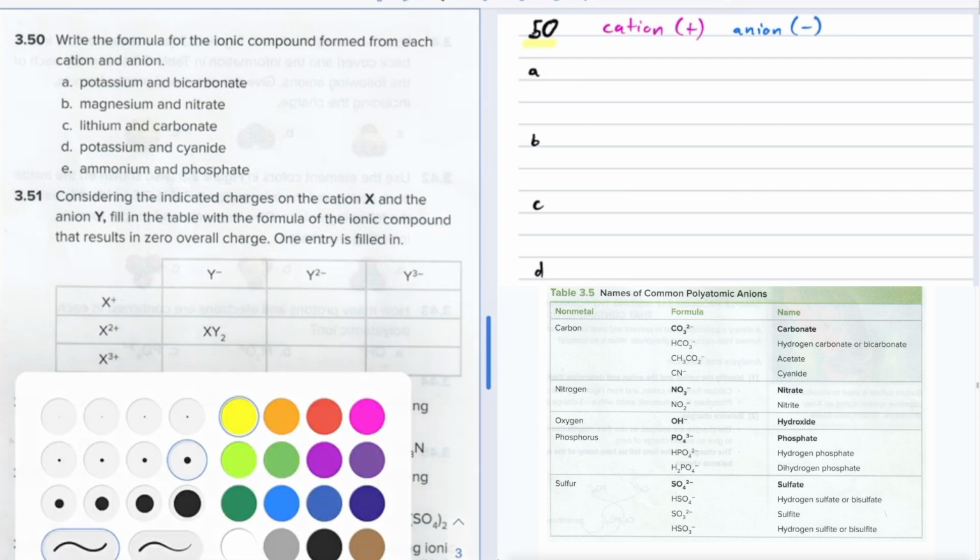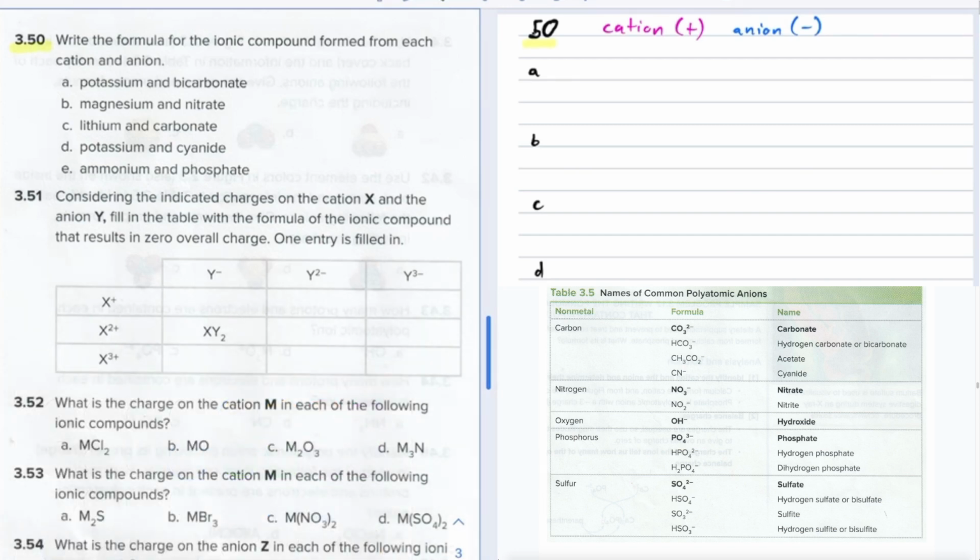Number 50. Write the formula for the ionic compound formed from each cation and anion.